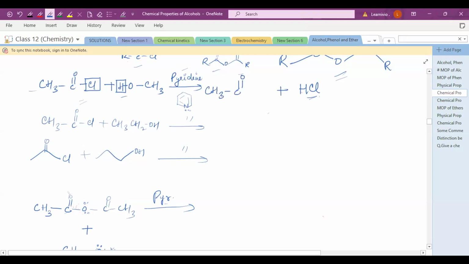CH3CO, and this oxygen will get attached to this carbon, OCH. Again, your ester will be formed in this case also, right? So that's the product. Is it clear?